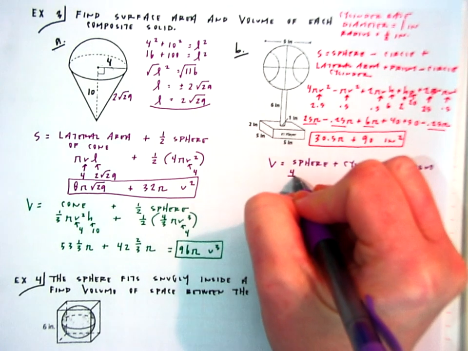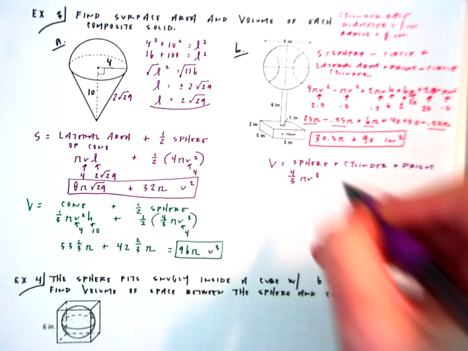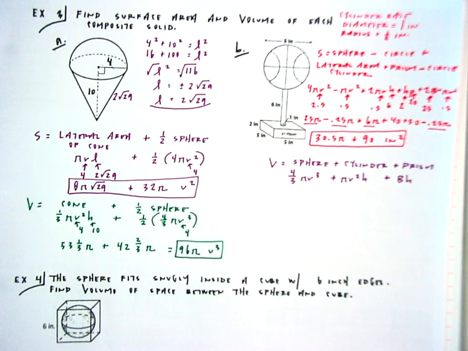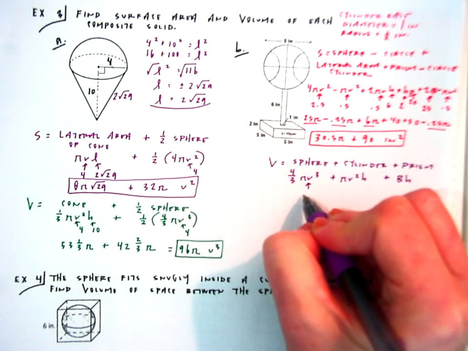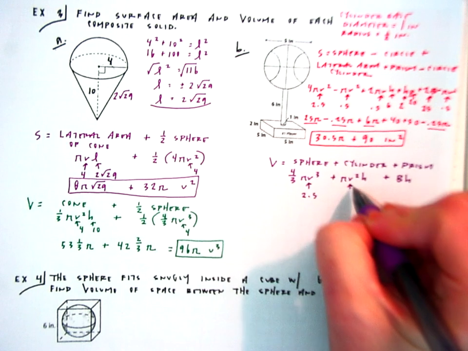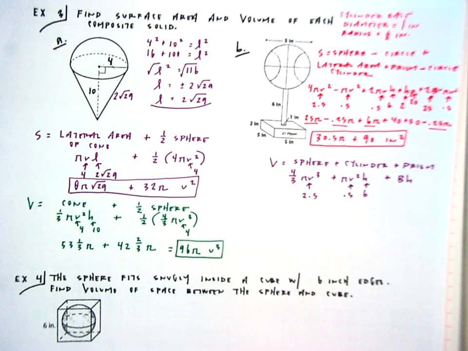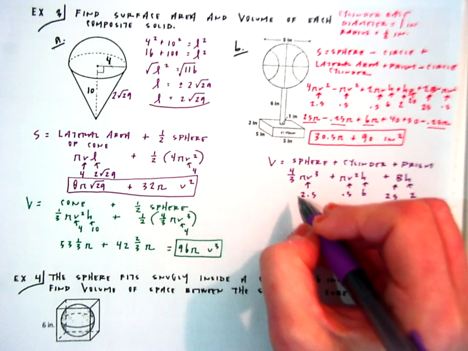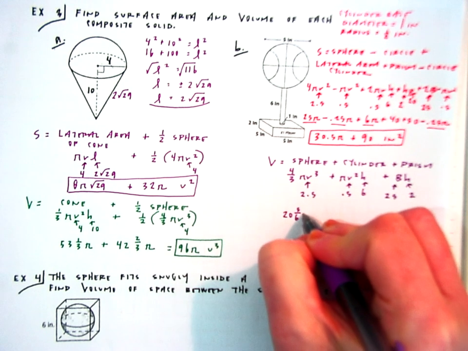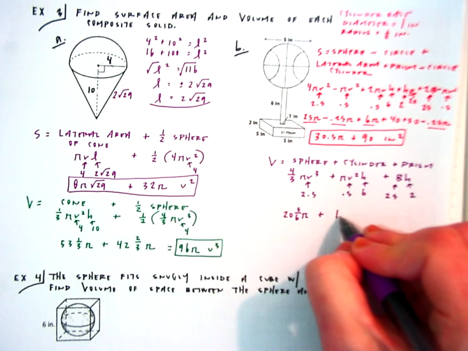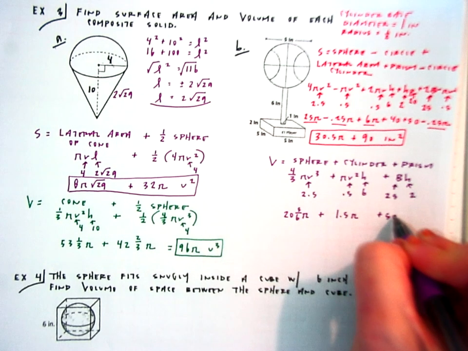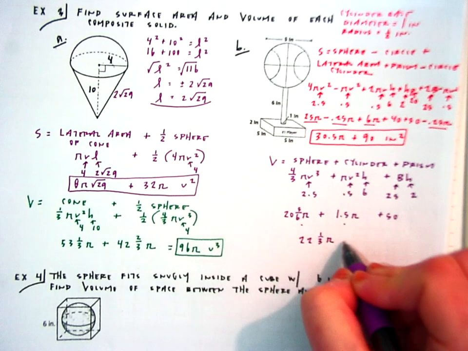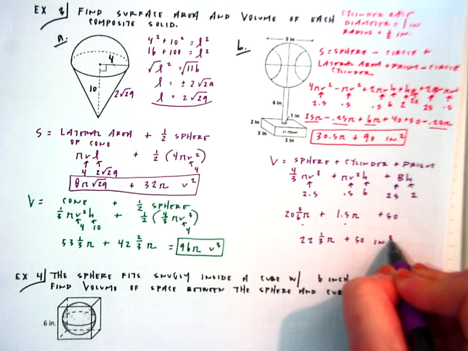So my sphere is 4/3 pi r cubed. My cylinder, pi r squared times the height. And my prism, base area times the height. So here I'm plugging in for the sphere a radius of 2.5, for the cylinder a radius of 0.5 and a height of 6, and for the prism a base area of 25 and a height of 2. So I'm going to get 20 and 5/6 pi. Here I'm going to get 1.5 pi. And then plus 50. So if I combine here and here, I'm going to get 22 and 1/3 pi plus 50, and then inches cubed.